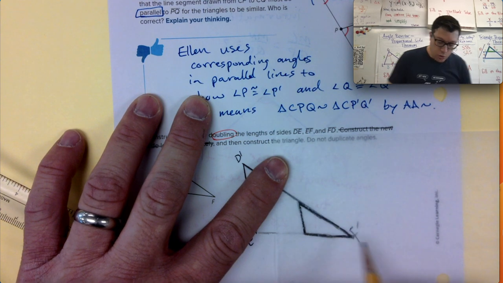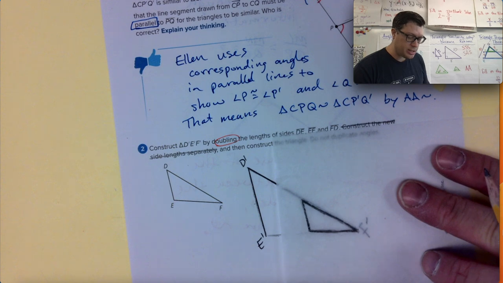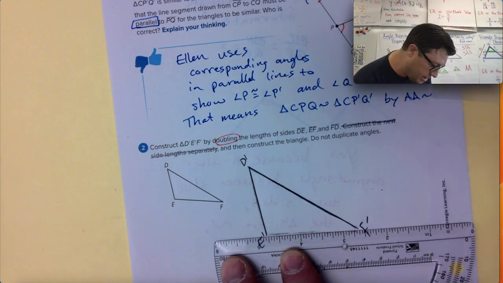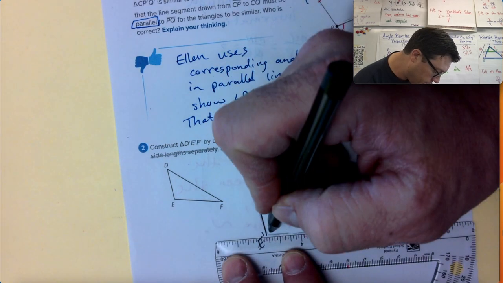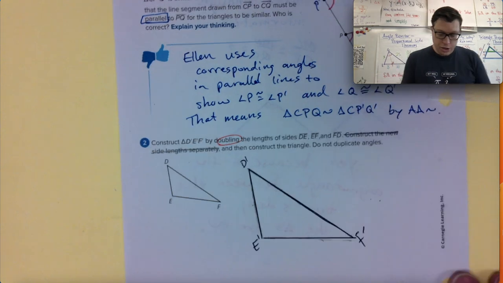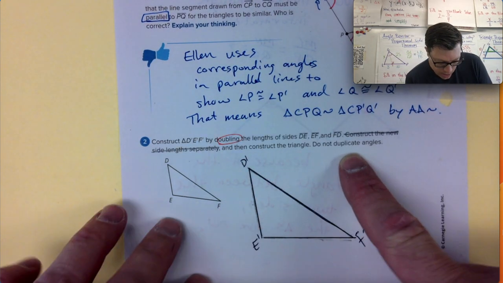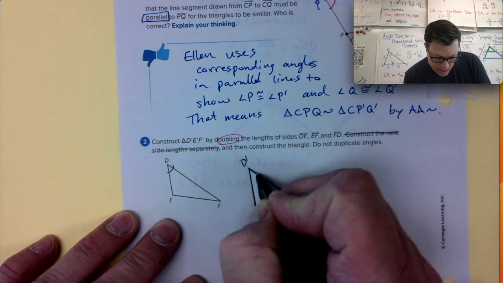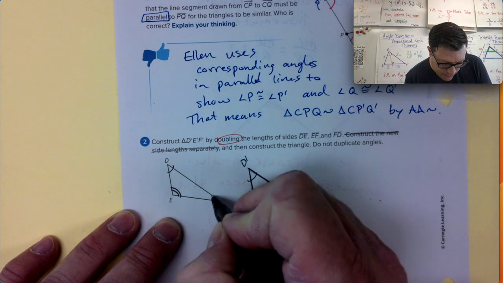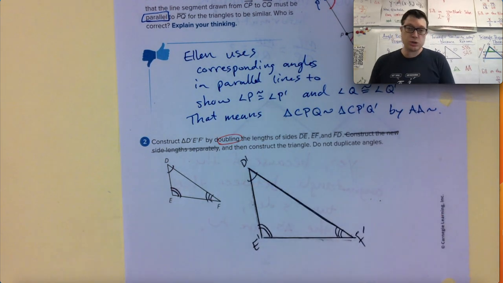It fits 2 of these side lengths, right? Doubling the side lengths will make this full triangle fit inside the other. Get it lined up. There we go. So here we go. We have constructed the triangle. We've not duplicated any angles. Angle D and angle D prime are the same. Angle E and angle E prime are the same. Angle F and angle F prime are the same, but the side lengths are now twice as big.